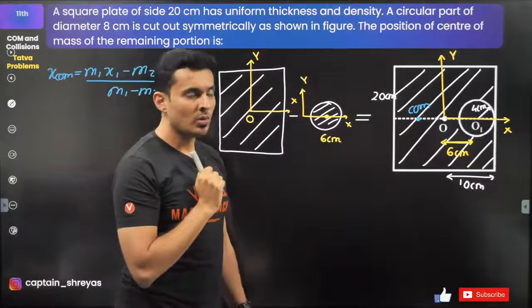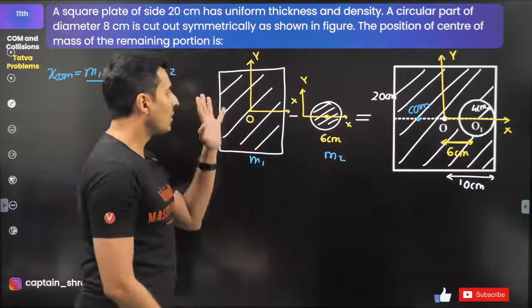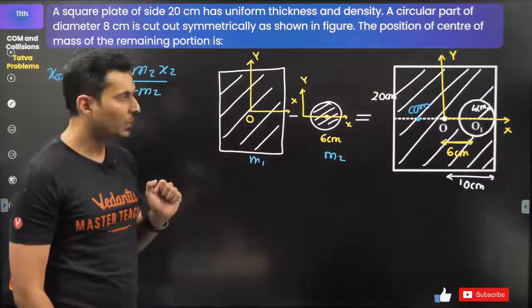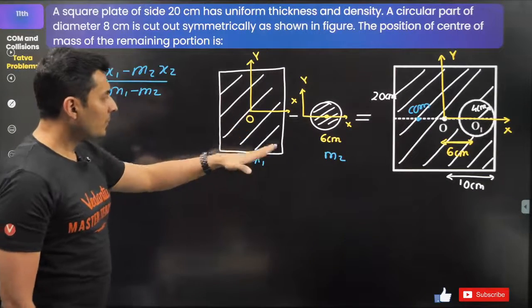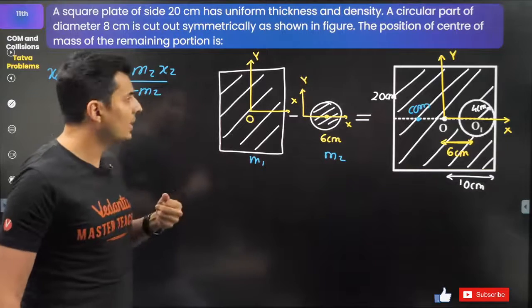m1 minus m2. What is m1? m1 is this. What is m2? m2 is this. So m1 x1 minus m2 x2. Now what is m1 m2? What is the value of that? Because I cannot just leave it over here.